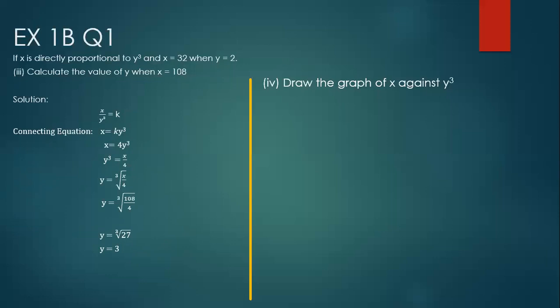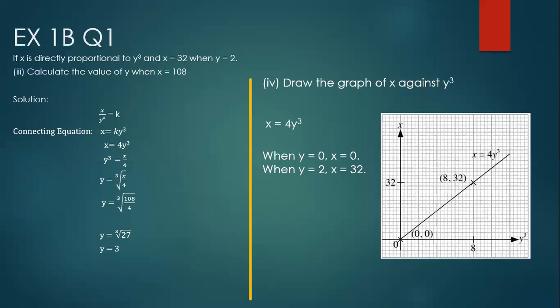Let's draw the graph. So x is 4y cube. So when y is 0, x will be 0. And when y will be 2, x will be 32. So you can take any value of y and you can solve it accordingly. But I'm taking it as 2. Now when you're going to draw the graph, it will look something like this.